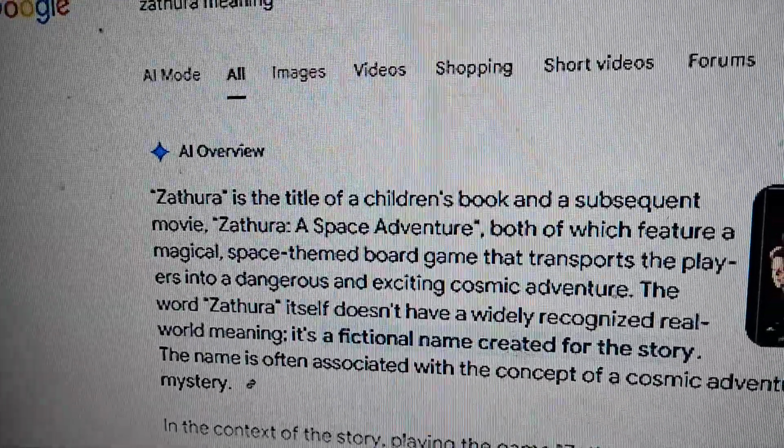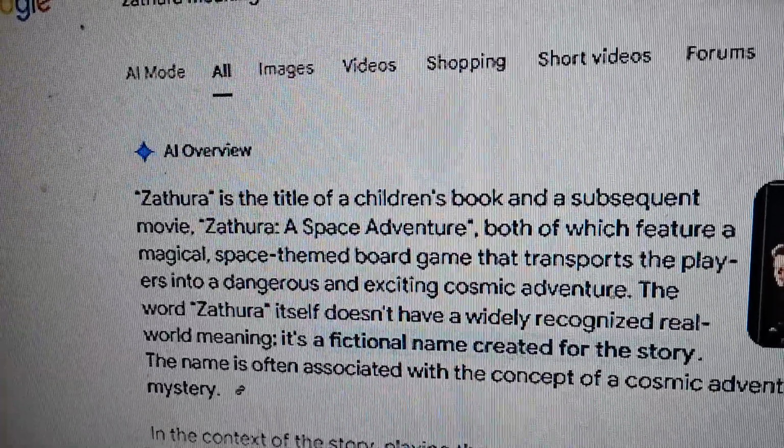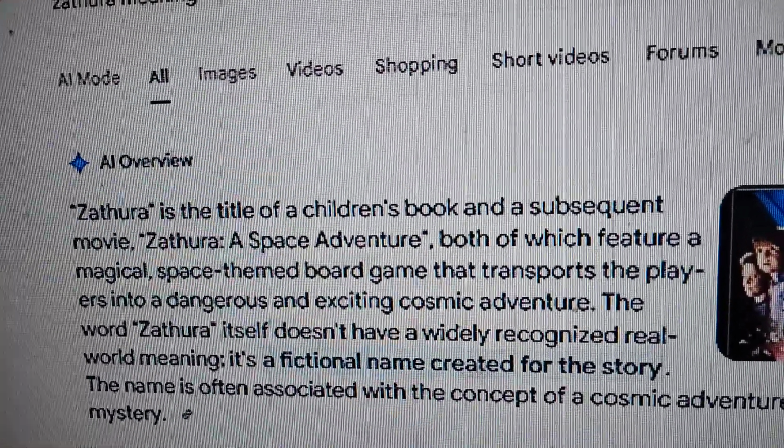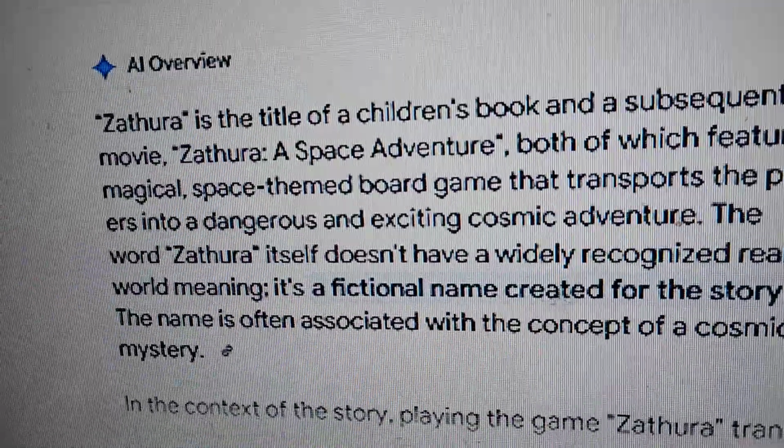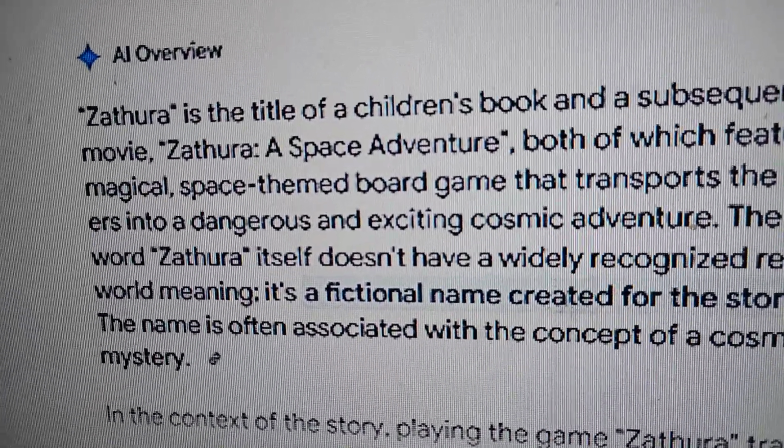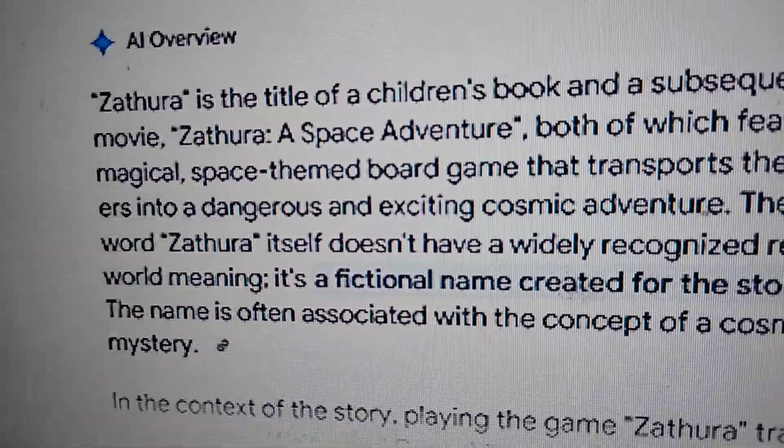Zathura is the title of a children's book and a subsequent movie, Zathura Space Adventure. The word Zathura itself doesn't have a widely recognized real world meaning. Alright, so let's write this down. Zathura.